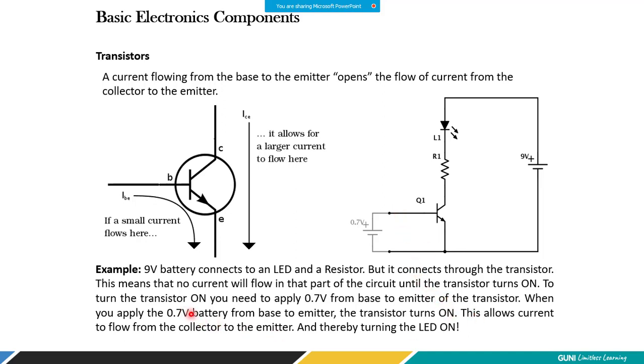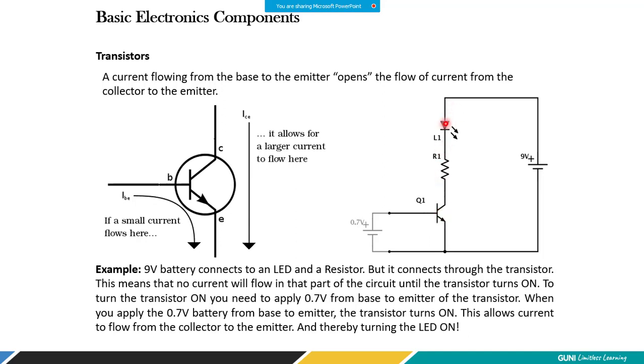When you apply a 0.7 volt battery from base to emitter, you have to place a battery here like this, and the transistor turns on. This allows current to flow from collector to emitter and thereby turns the LED on. So this is how you can make this transistor on and off, and by that you are controlling this LED.